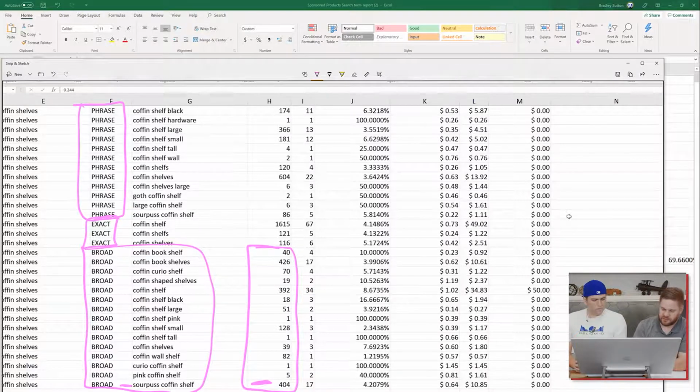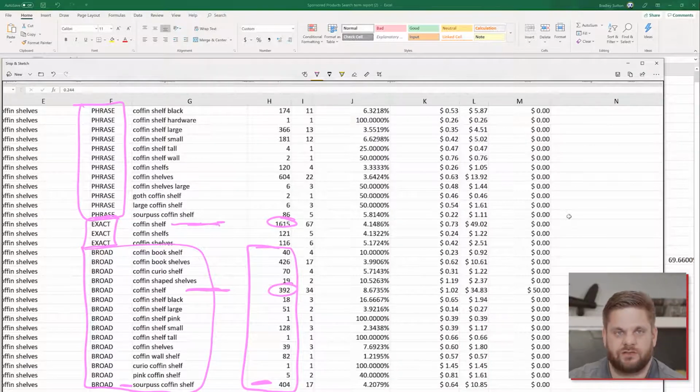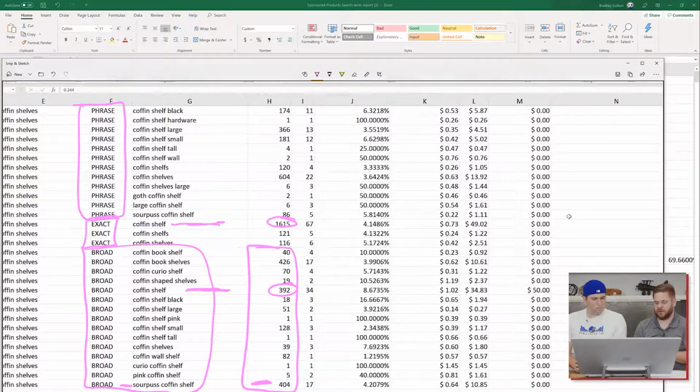Now, one thing to notice here, you see Coffin Shelf Broad and Coffin Shelf Exact. These 2 were actually running at the same time and competing. So we got 1,615 on the Exact and 400 on the Broad. So we can add those together and say that in the same period of time, because we're running the exact same period of time, that we were getting more. So you could even add coffin shelf if it were up here as well in the phrase match campaign.